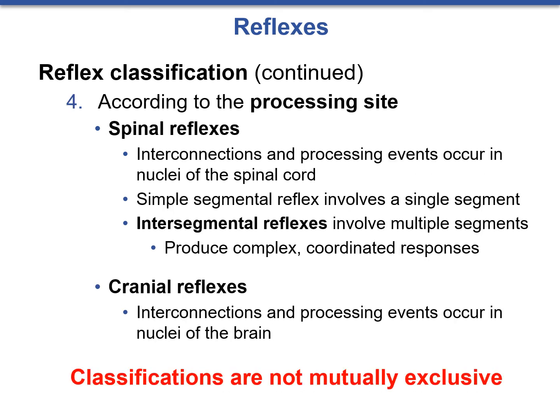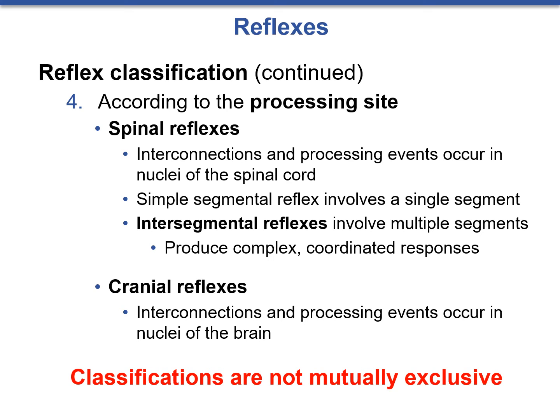Finally, we can classify reflexes by processing site. Are they processed in the spine or the cranial, in the brain? Spinal reflexes are interconnections and processing events that occur in the nuclei of the spinal cord. They are simple segmental reflexes that involve a single segment. Intersegmental reflexes involve multiple segments of the spinal cord and produce complex coordinated responses. A good example of this is the crossed extensor reflex.